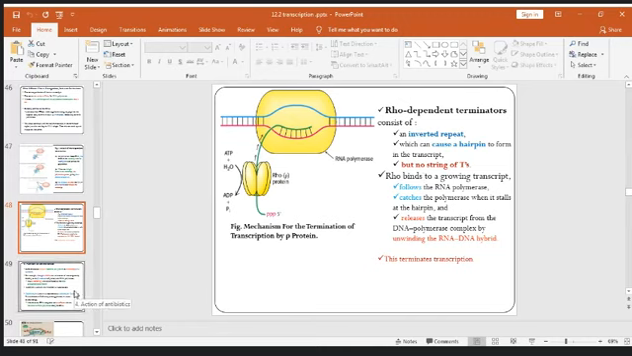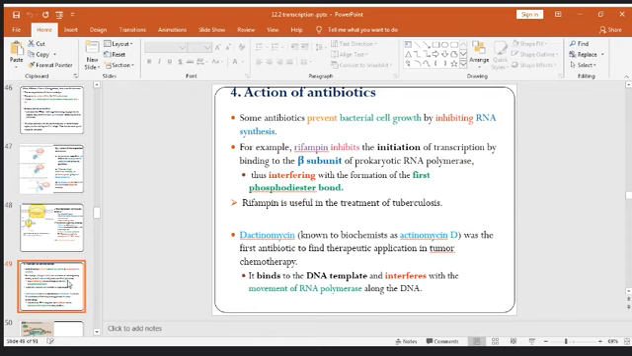We have seen both rho independent as well as rho dependent termination. When we see the action of some antibiotic drugs, they prevent bacterial cell growth by inhibiting RNA synthesis of the bacteria. For example, rifampin is an inhibitor. It inhibits the initiation of transcription by binding to the beta subunit of prokaryotic RNA polymerase.